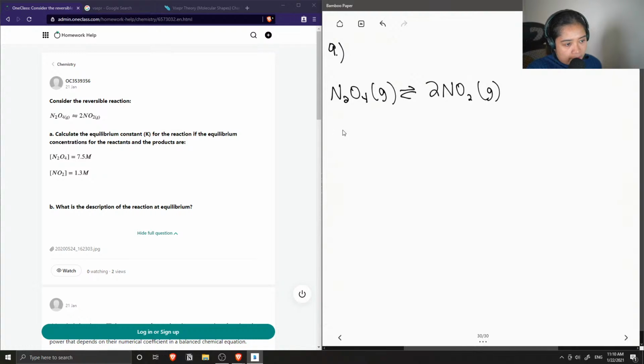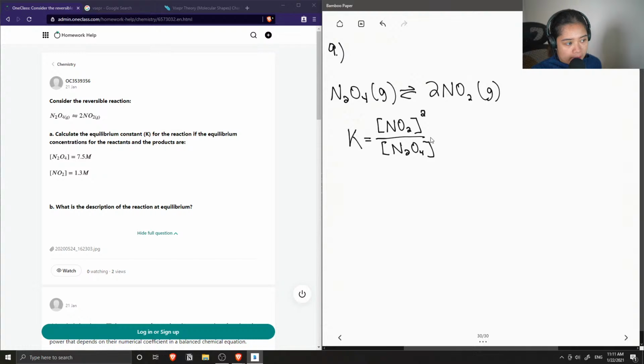Okay, so let me write the general K expression, where K will be equal to our products to the power of its coefficient in the balanced equation. So in this case, it's 2, divided by the concentration of our reactants. And it would also be to the power of its coefficient, but in this case, it's just 1, so we don't need to write in that exponent.